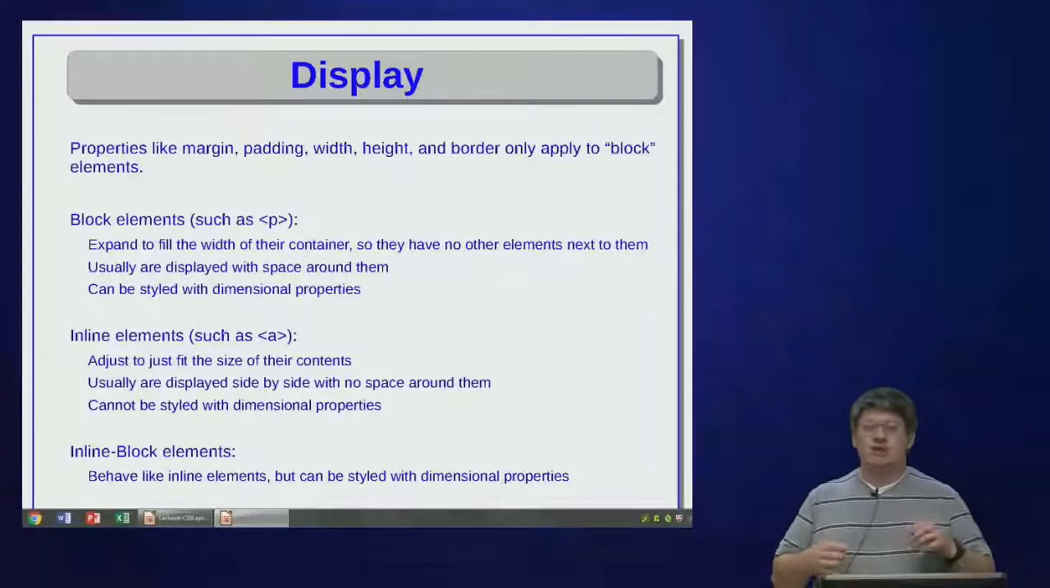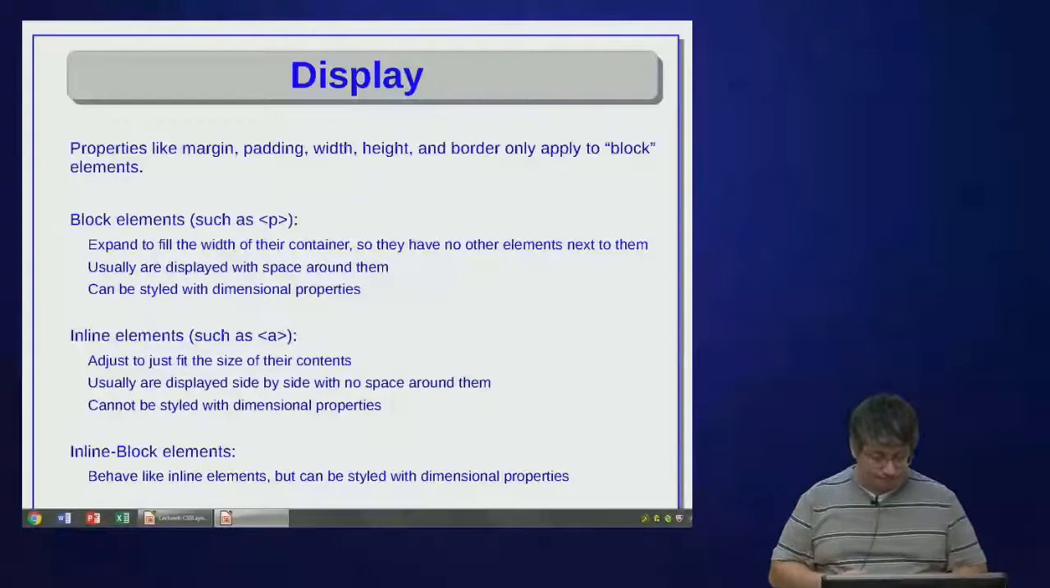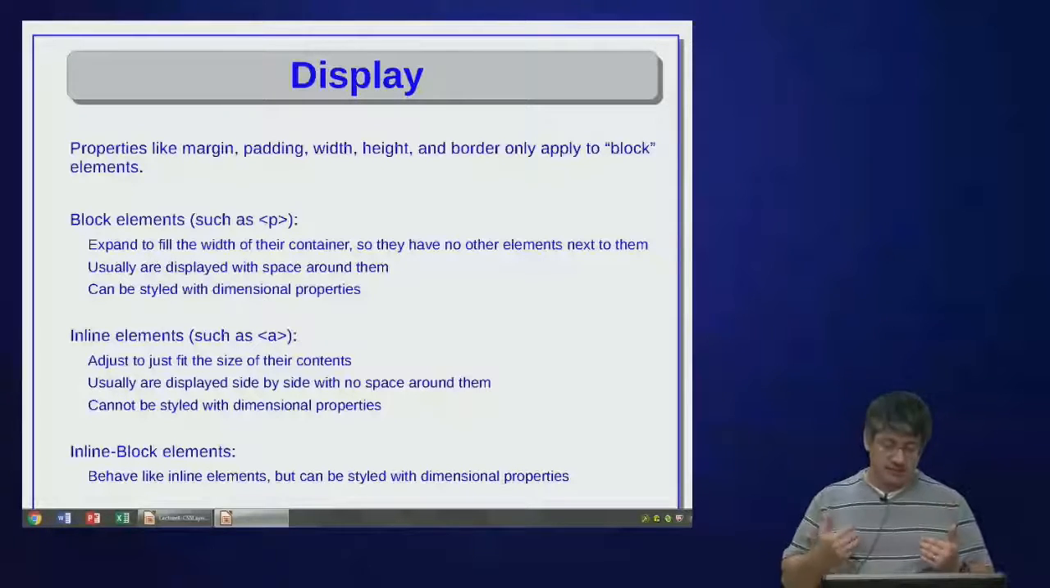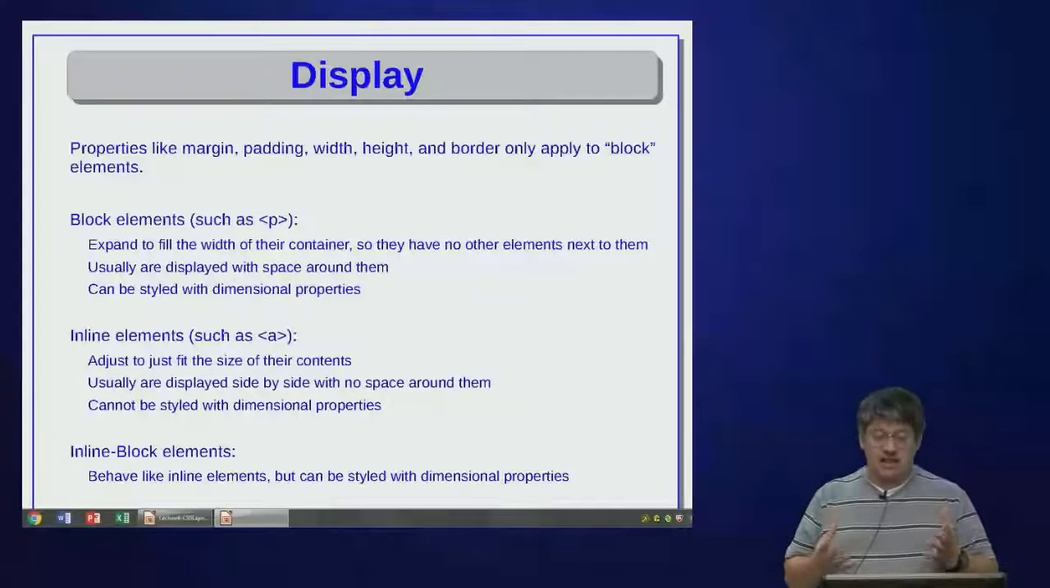For example, if I create a block element, the block element expands to fill the entire width of the container. Now, the container is sometimes the entire page, but I might have a div inside a div or a paragraph inside a div, in which case, if my div isn't the full width of the page, the paragraph would expand to fill the div. So, typically block elements expand to fill the entire size of the container. They're usually also displayed with space around them. So, that means that they're displayed on the next line from the previous element. And they are displayed on the previous line from subsequent elements. And block style elements can be styled to have dimensional properties like a width and a height and a margin.